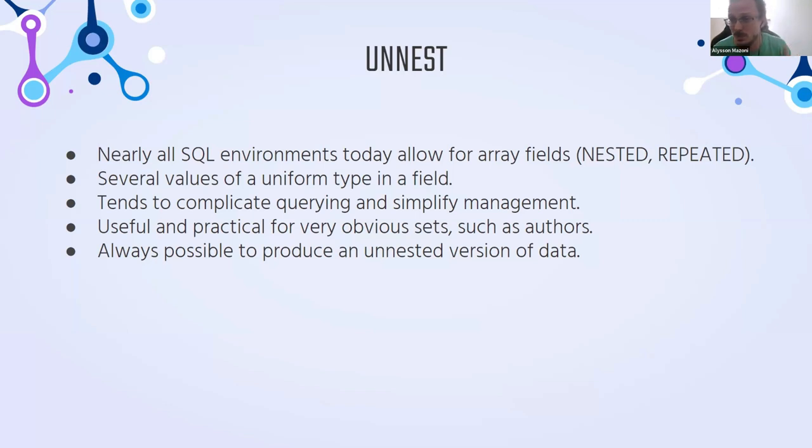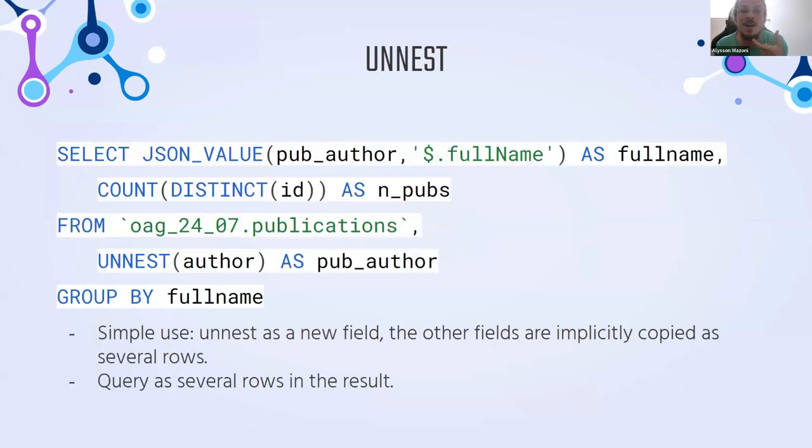And of course, it's always possible to write code to create unnested tables where everything will be in a different row, repeating some ID or the other values, or just to do it on the spot, while you're building a query. And while you're building a query, you can use the unnest function. I'll give an example here, just for the authors. So I'm again querying the table publications. So from our dataset, table publications, you will see there is a field called author.